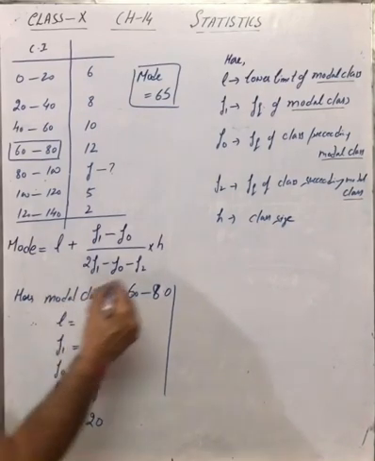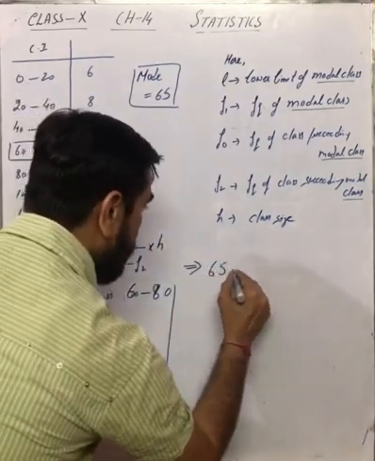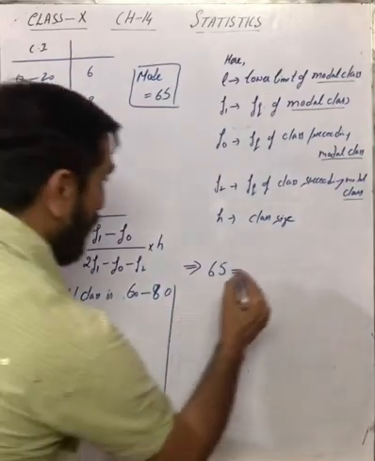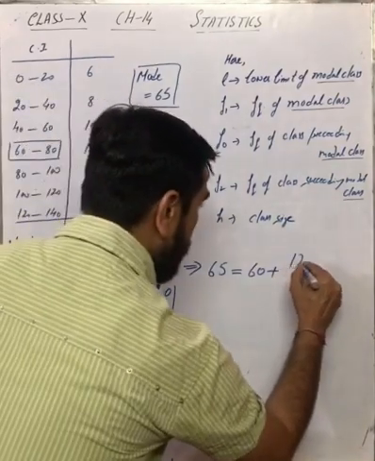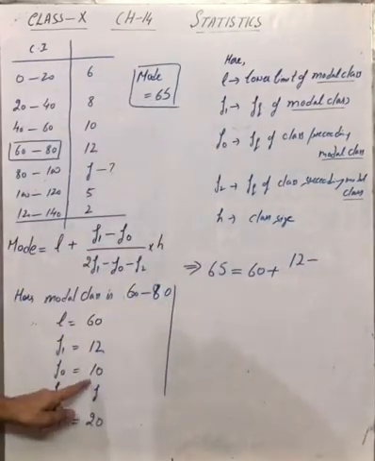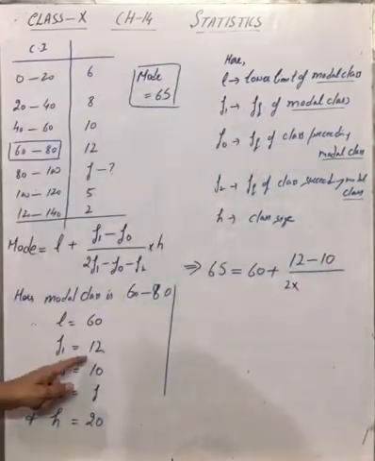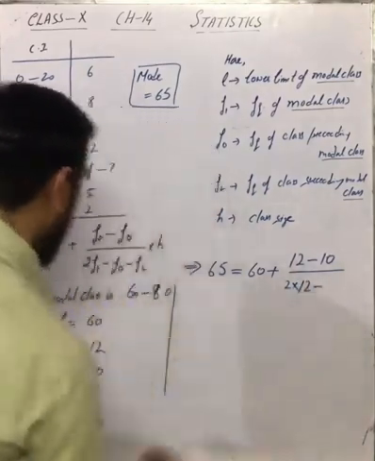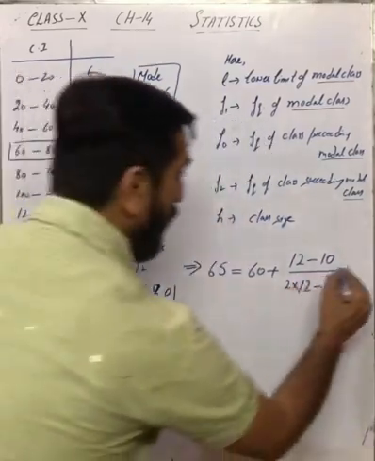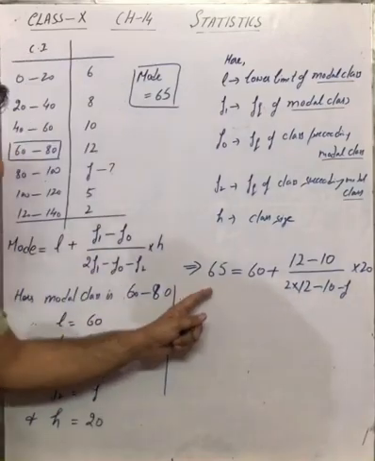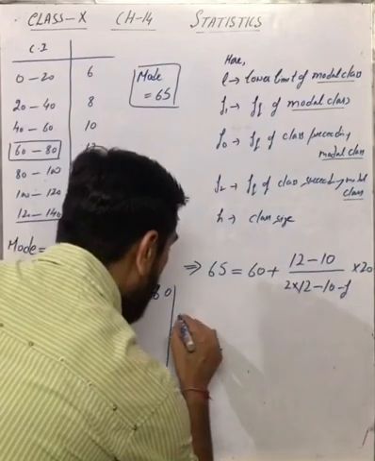Now just put these values here. Now mod is 65, L is 60, F1 is 12, minus F0 10, over 2 into F1 12 minus F0 minus F2, multiplied by H. So I hope students you understood how to use these values when the mod is given and you need to find the missing frequency.